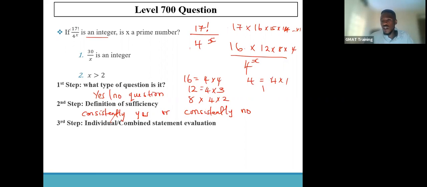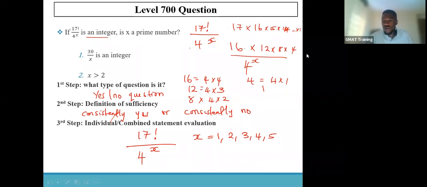Yeah, so then you can see how many factors of 4 we have: 1, 2, 3, 4, 5. So we can have 17 factorial divided by 4^x, and x can take the values 1, 2, 3, 4, and 5. Because if it took 1, we would have 17 factorial divided by 4, which would actually yield an integer, as we've seen by cancelling out 4 and 4.